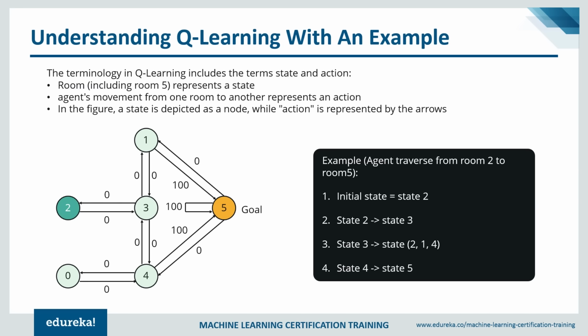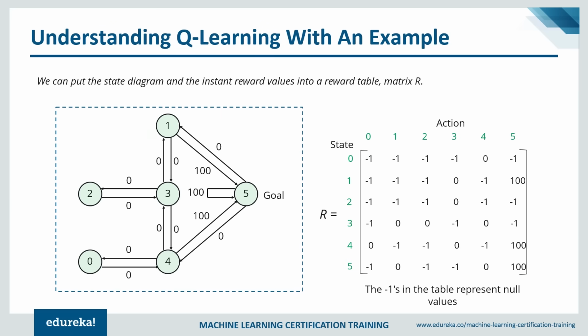So for example, let's take an agent that travels from room 2 to room 5. The initial state is going to be state 2. Then the next step is from state 2 to state 3. Next, it moves from state 3 to either state 2, 1, or 4. So if it goes to 4, it reaches state 5. That's how you represent the whole traversing of any particular agent in all of these rooms, and represent their actions via nodes. So we can put this state diagram and instant reward values into a reward table, which is the matrix R.